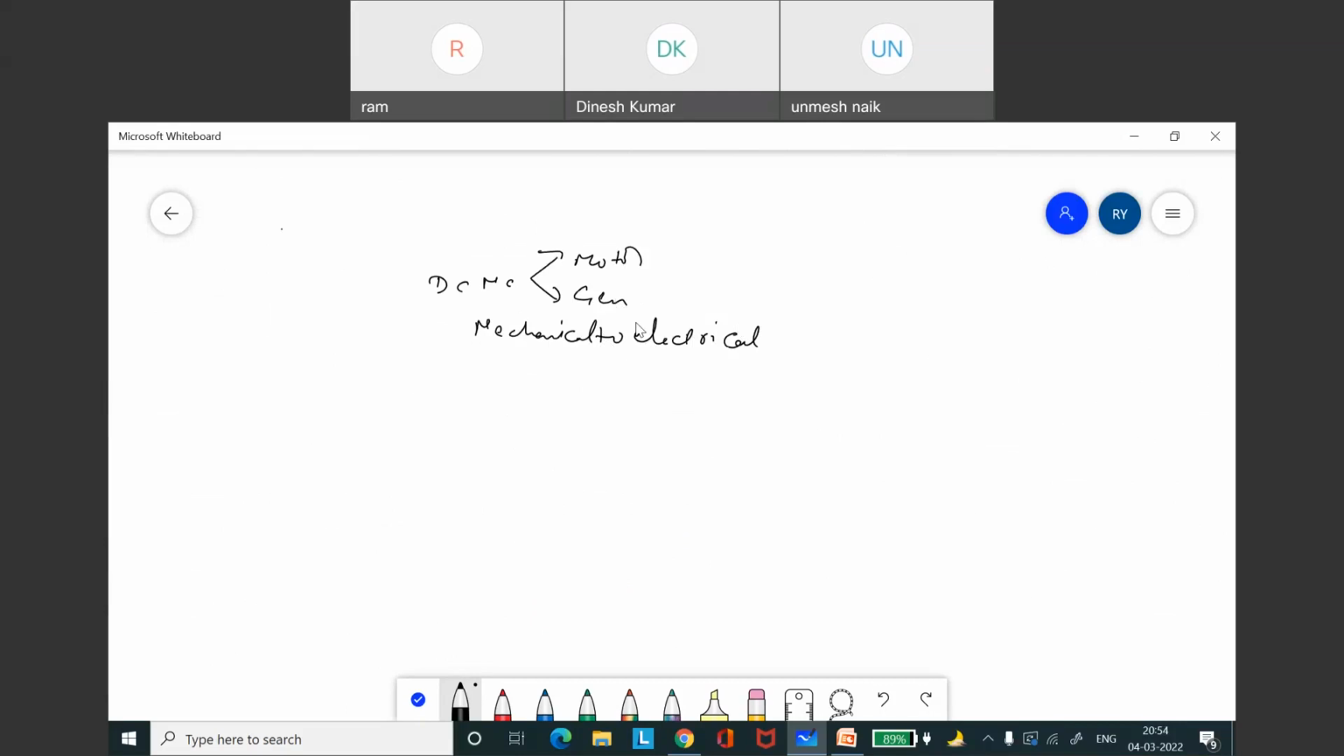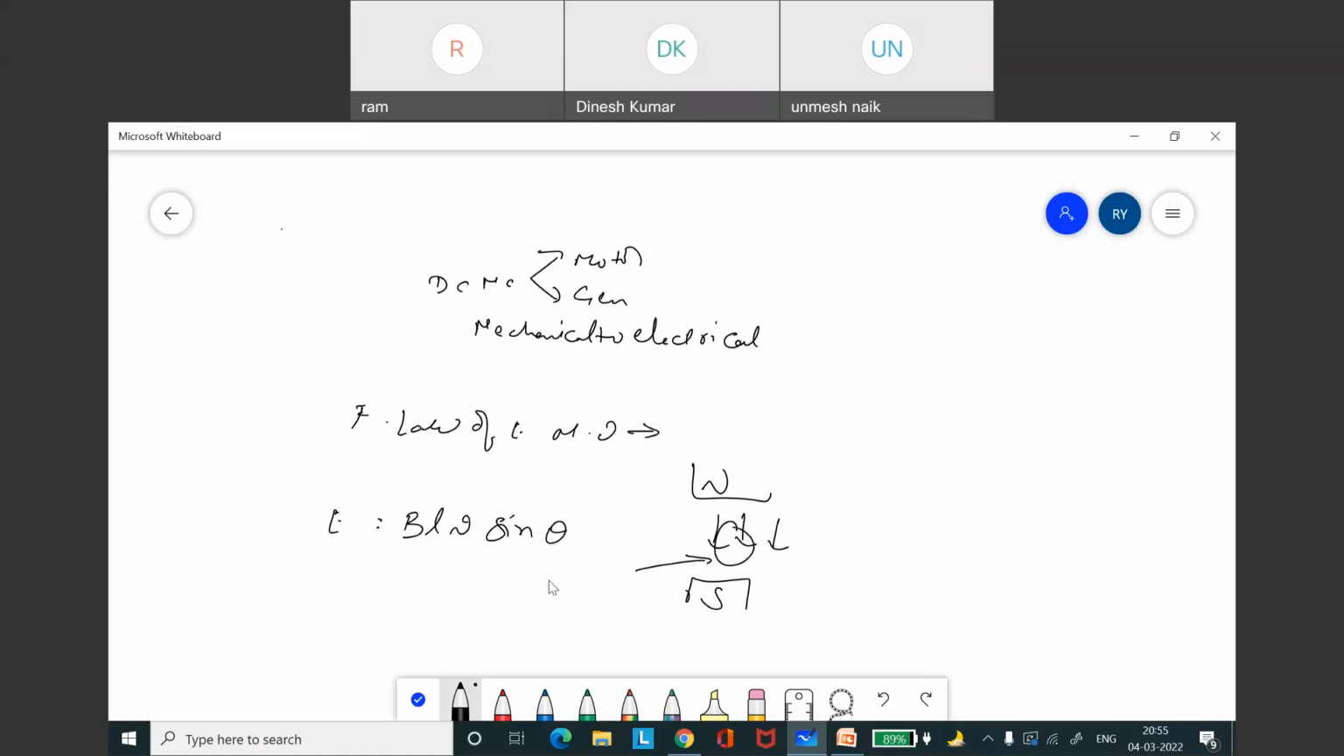So, working principle, major principle for the DC machines is the Faraday's laws of electromagnetic induction. What does this law state? Whenever there is a relative motion between conductor and magnetic field, say let's say this is the north and south pole, the magnetic field direction. So, we have a conductor here. Whenever this conductor moves within a magnetic field, there will be an EMF induced in this conductor. And the same is given by the expression e equal to BLV sine theta.